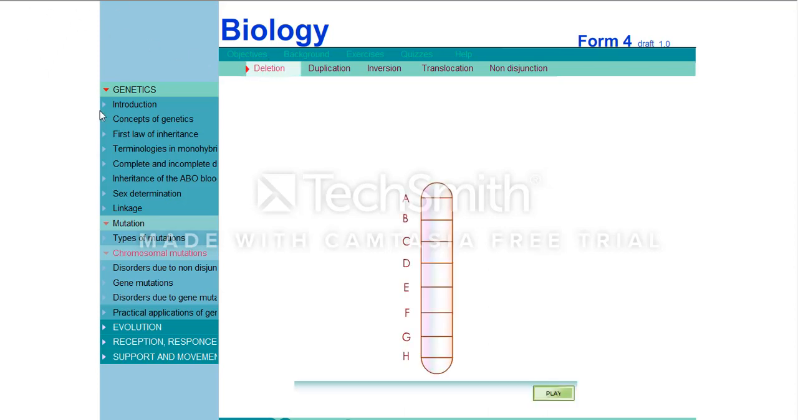Deletion occurs when some section of chromatide breaks off and fails to reconnect to any of the chromatides. Deletion involves loss of genes. Play the animation to see how deletion occurs.